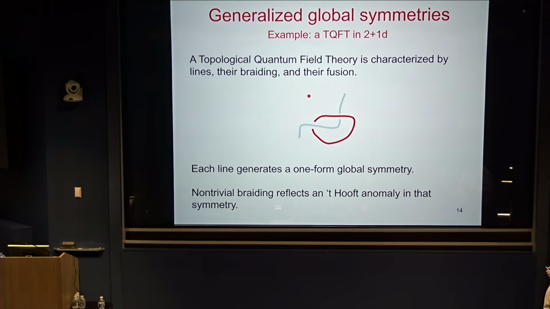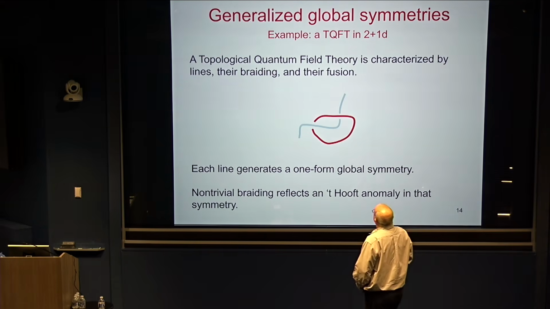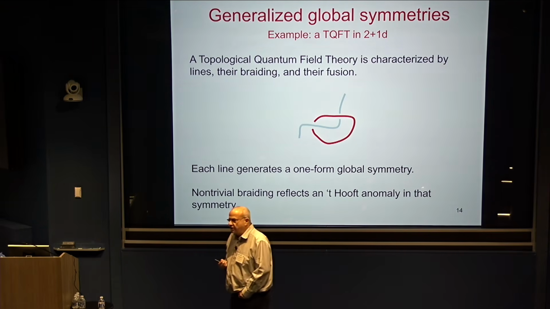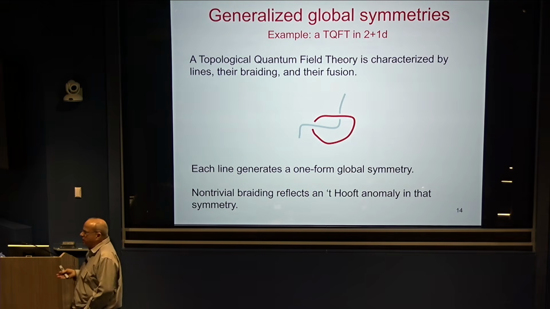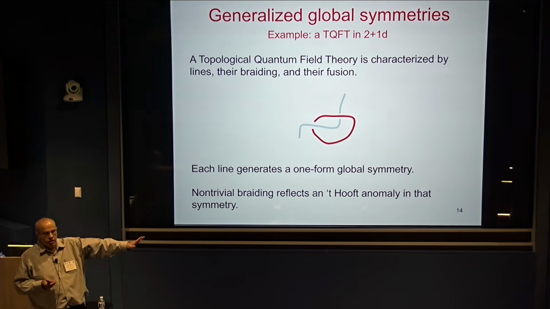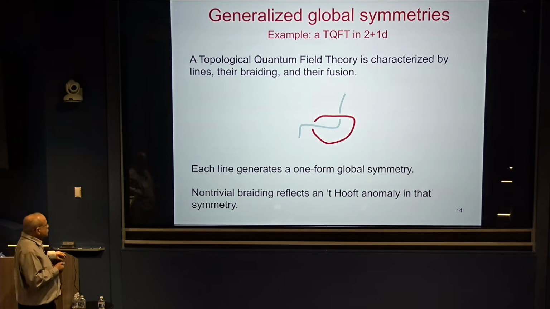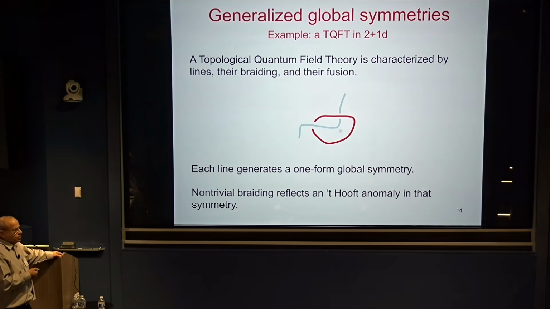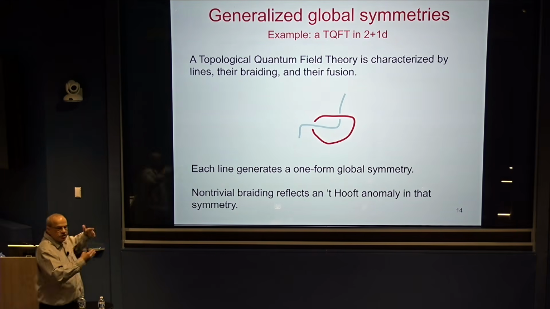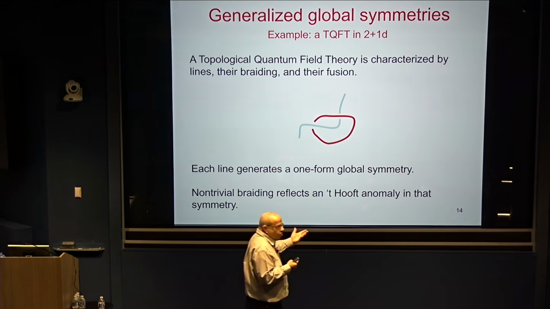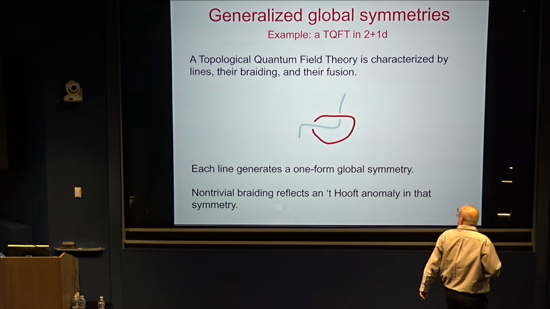So if this is a TQFT, the operators or the defects are lines, and they can braid. And the modern view is that every line in the TQFT generates a one-form symmetry. Some of them are invertible, some of them are non-invertible. For the purpose of this talk, we're going to focus only on invertible symmetries. And the non-trivial braiding between the different lines reflects in a 't Hooft anomaly of the one-form symmetry, very much like these U and V failing to commute in the quantum mechanics example. Here, this is the braiding in 2+1 dimensions.